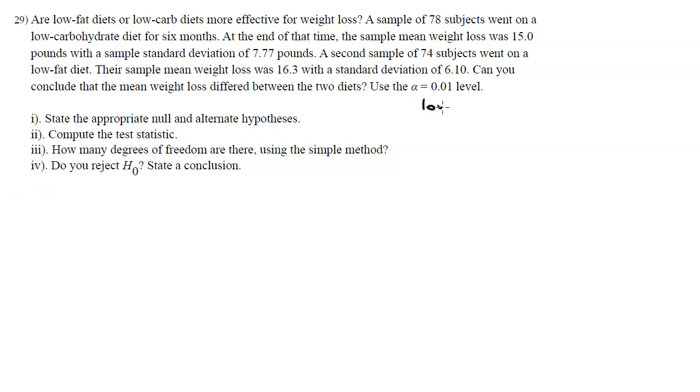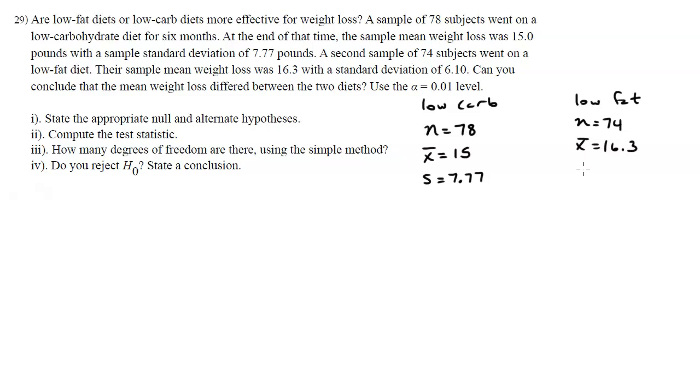So let's say low-carb, low-fat. So low-carb, N equals 78. The sample mean weight loss was 15 pounds. Sample standard deviation 7.77. Second sample, N equals 74, went on a low-fat diet. Their mean weight loss was 16.3 pounds. Sample standard deviation was 6.10.